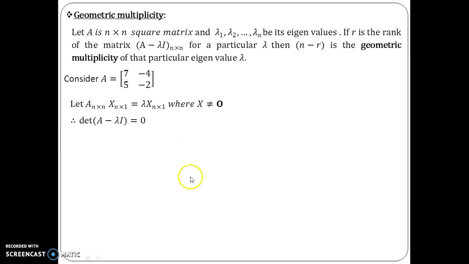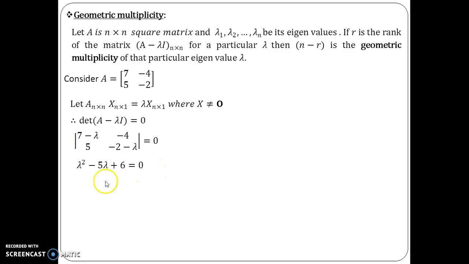Now in order to find determinant A minus lambda I equals 0, either we use the characteristic equation formula, or you can just directly write the characteristic equation over here, that is lambda square minus 5 lambda plus 6 equals 0. Remember, it's lambda square minus the trace plus the determinant, right? So that is equal to 0.